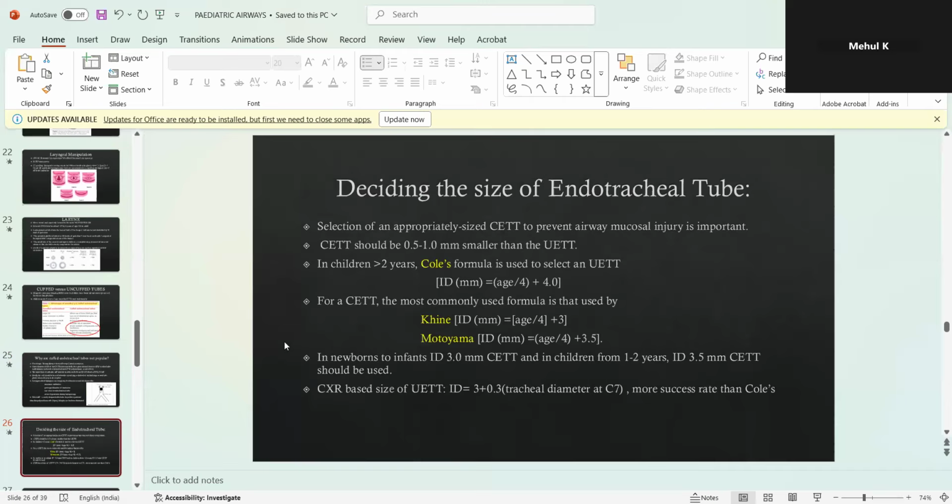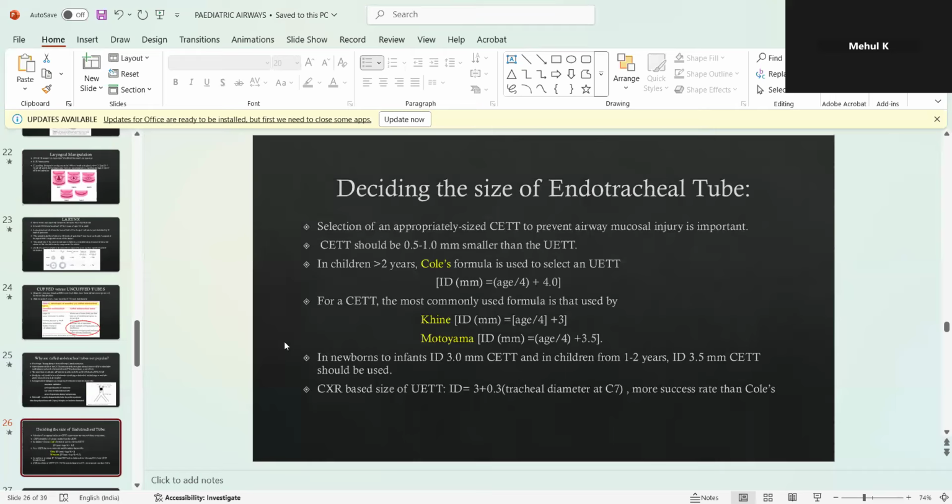For a cuffed endotracheal tube, we have got two formulas, actually three formulas. There is another formula called Duracher, which is the same as Motoyama. They did simultaneous work and came up with the same formula. Khine goes by age by 4 plus 3. Motoyama goes by age by 4 plus 3.5, which is also Duracher's formula. So age by 4 plus 3.5 is the best formula you can use for a cuffed endotracheal tube.